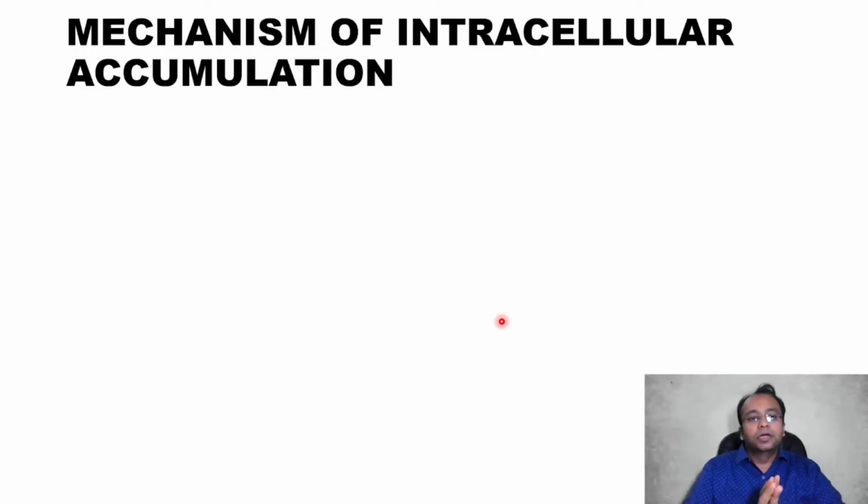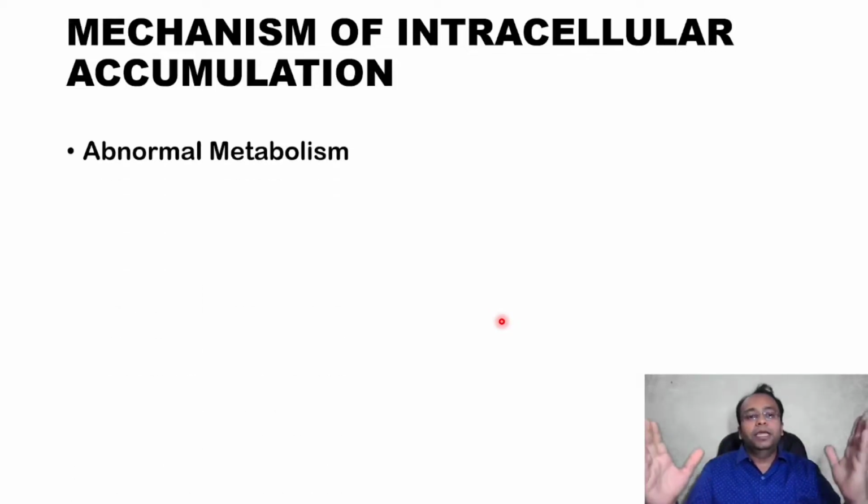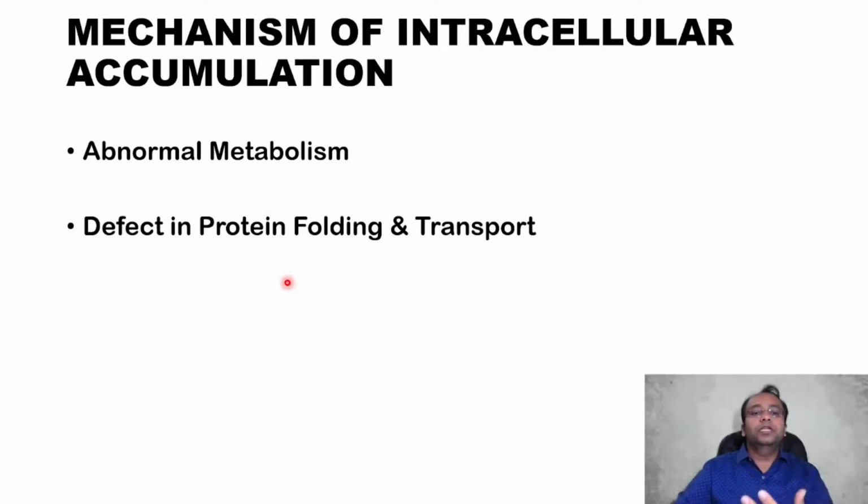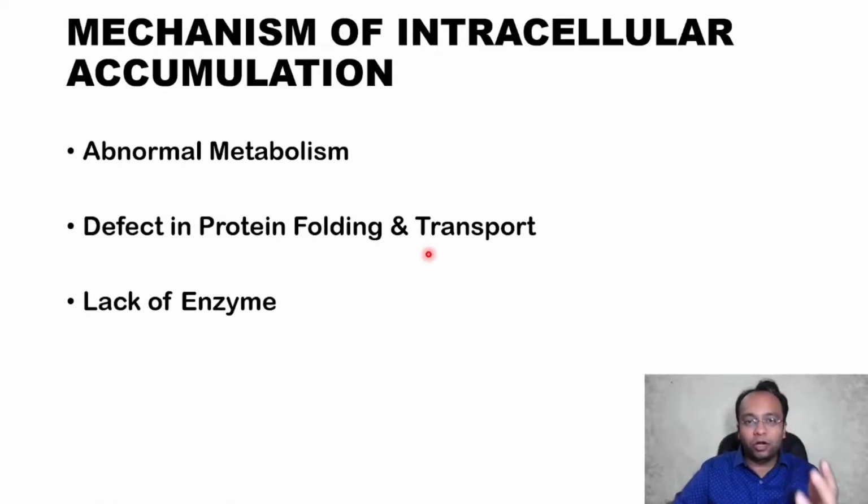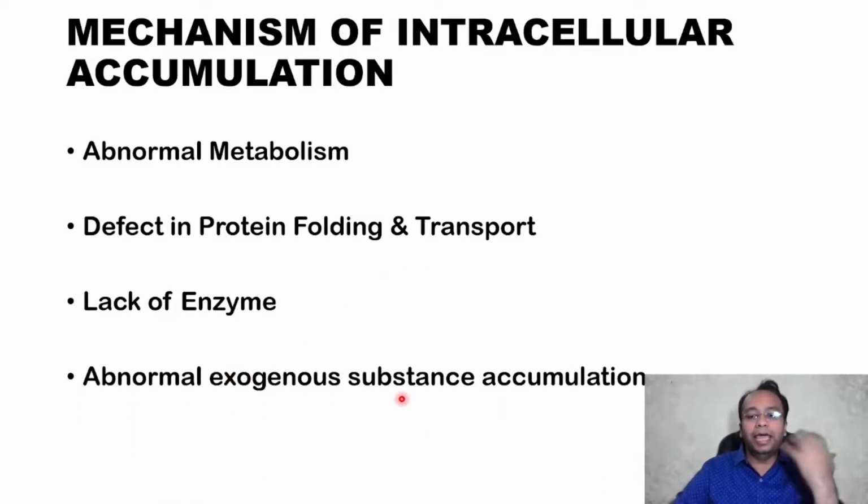All right. Now let's see the mechanism of intracellular accumulation. So basically there are four mechanisms of intracellular accumulation of various substances. The first mechanism is abnormal metabolism of the substance. Second one is defect in the protein folding and transport. Third one is lack of certain key enzymes. And the fourth one is abnormal exogenous substance accumulation. Now let's discuss each mechanism in detail one by one with an example.